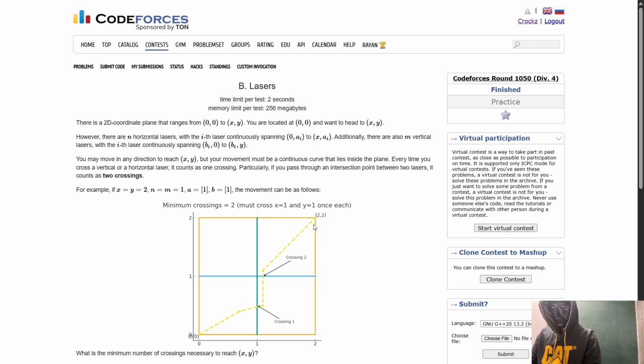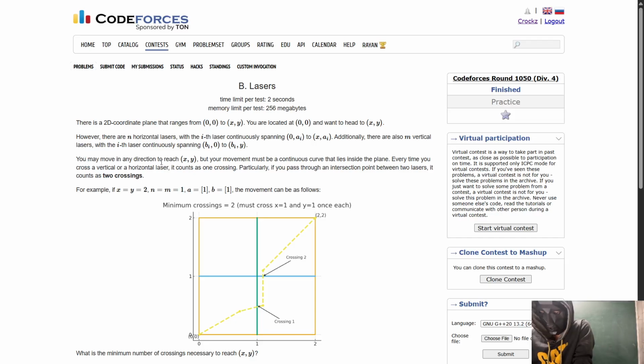Additionally, there are m vertical lasers, besides these horizontal lasers. The ith laser continuously spans from 0 to y, and these lasers are positioned at distance b of i from the y axis.